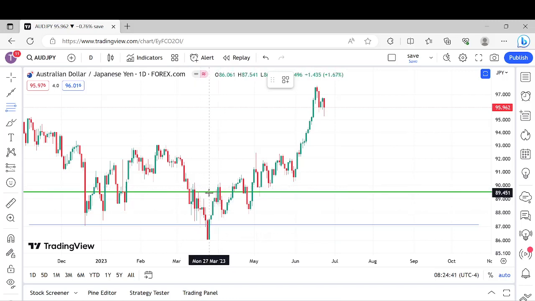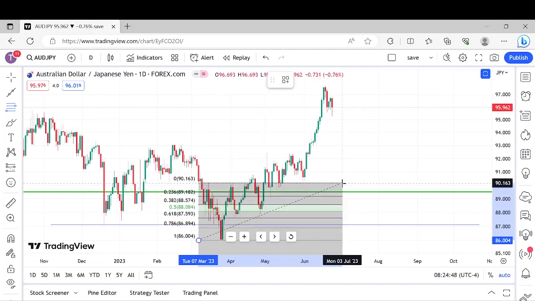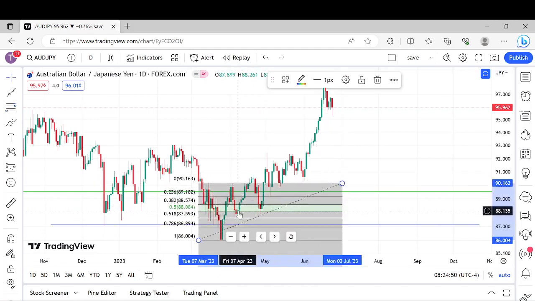Now it's pulling back, and it's now back in the discount marketplace on the weekly because it's below 50%. And also on the daily, look at this. We pull back into a daily discount. So we're in a weekly discount. We're in a daily discount. We recently took that support. What do we want next?